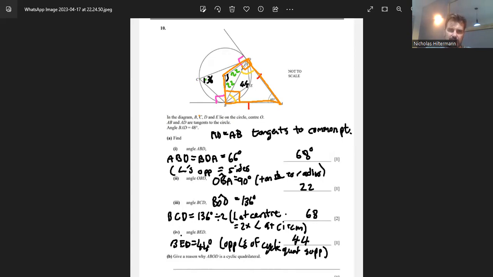And we know the opposite angles of a cyclic quad add up to 180. Opposite angles are supplementary.